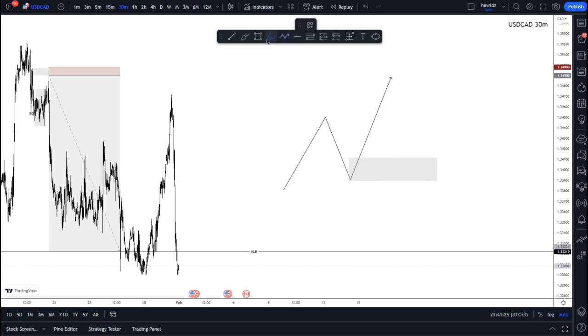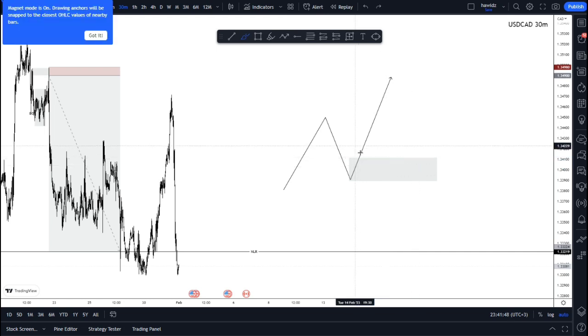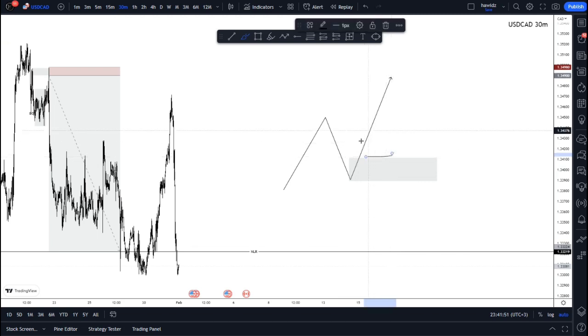Now the secret to what a correct or most probable S&D zone is, is that it needs to have a little bit of imbalances above it. And what are imbalances? Imbalances are the fair value gaps or the price gaps. I have a video on that. If you don't know what imbalances are, then make sure you go to the playlist and watch the imbalances video. It needs to have that imbalance.